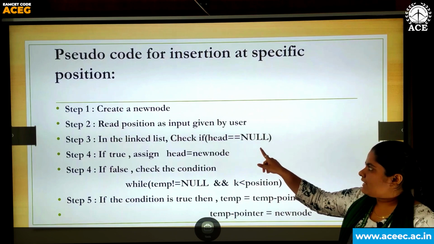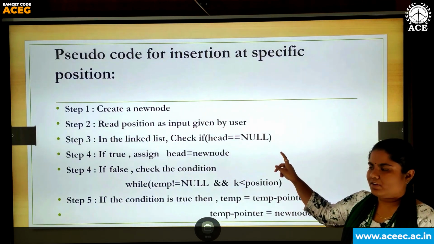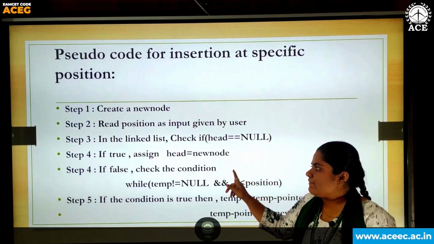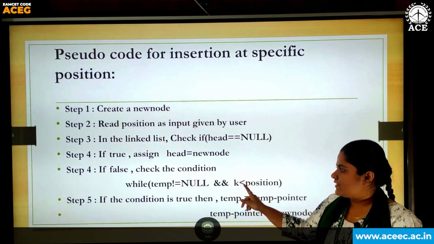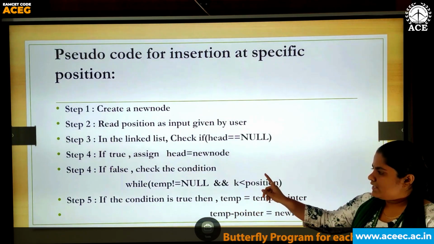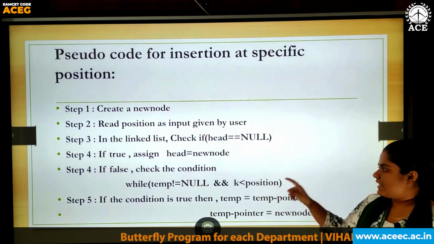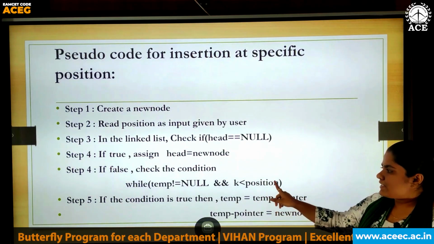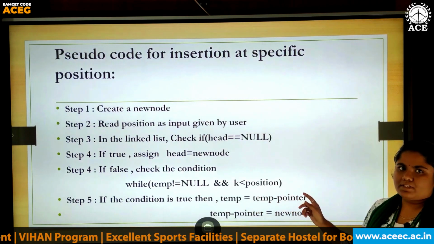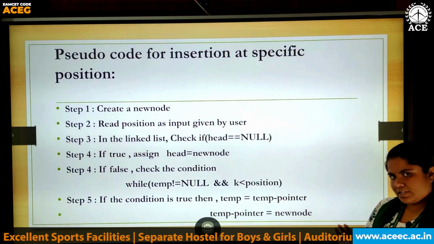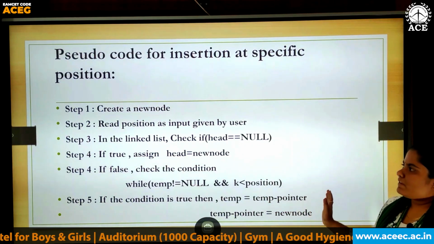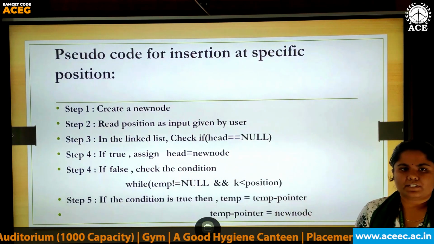Now this is the pseudocode for insertion at a particular position. First we check if head is equal to null, which means whether the list is empty or not. If it is empty, then we assign head equal to new node. If it is not empty, then we check another condition, that is while temp is not equal to null and k is less than position. Here we are taking the index of that particular node as the k value, and if this condition is true, then we assign temp equal to temp pointer, and the temporary variable address to the new node. So this is how insertion at a particular position takes place.